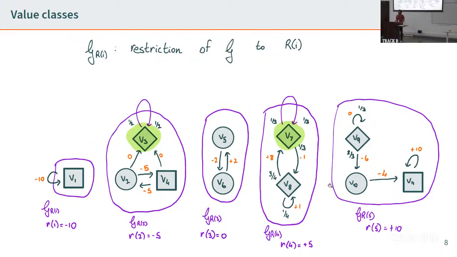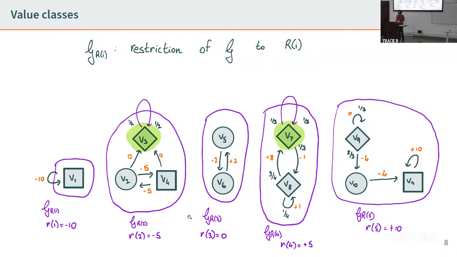Okay. And finally, one last thing I would like to define is a restriction of games to value classes. So I've just removed the intermediate edges and I obtained 5 smaller games. And for every boundary vertex, I've added a self loop. That's all. So I'll call them GR1, GR2, and so on.